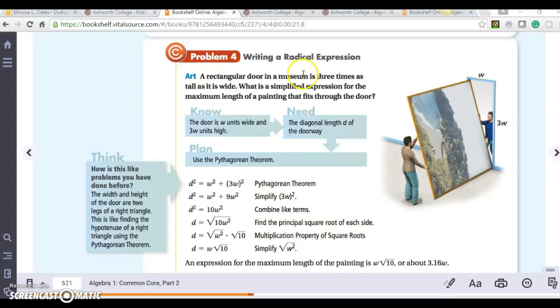Okay, we're looking at problem 4, writing a radical expression. It says, a rectangular door in a museum is 3 times as tall as it is wide. What is the simplified expression for the maximum length of a painting that fits the door? So let's draw it here.